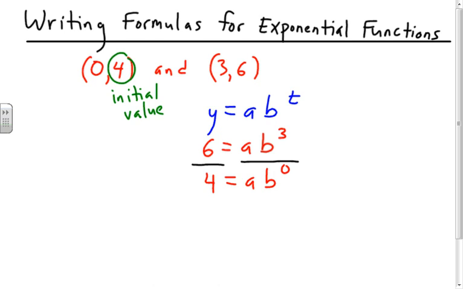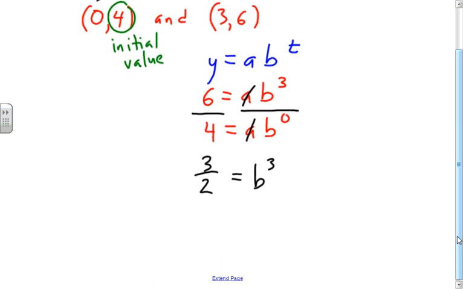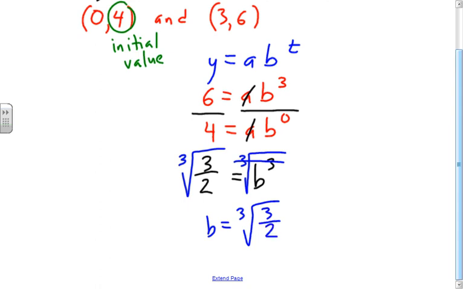Now, you'll notice that the a's, because we have an a on top and an a on the bottom, they both cancel. And we're left with b to the third power on the right-hand side and 6/4, or 3 halves, on the left-hand side. So to solve for b, to solve for our growth factor, we need to simply cube root both sides. That cancels. We're left with b equals the cube root of 3 halves.